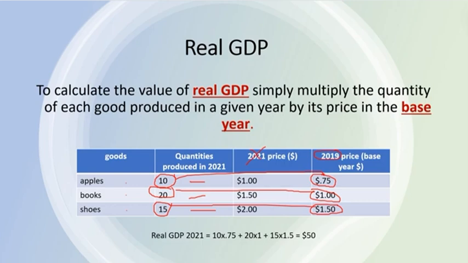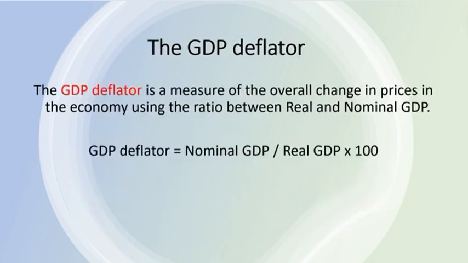So we have 10 times 75 cents, 20 times $1, and 15 times $1.50, which totals out to be $50, which is the economy's real GDP, which is less than the nominal GDP, which we originally calculated to be $70. Based on the nominal and real GDPs, we are also able to calculate a price index called the GDP deflator, which helps track overall change in price.